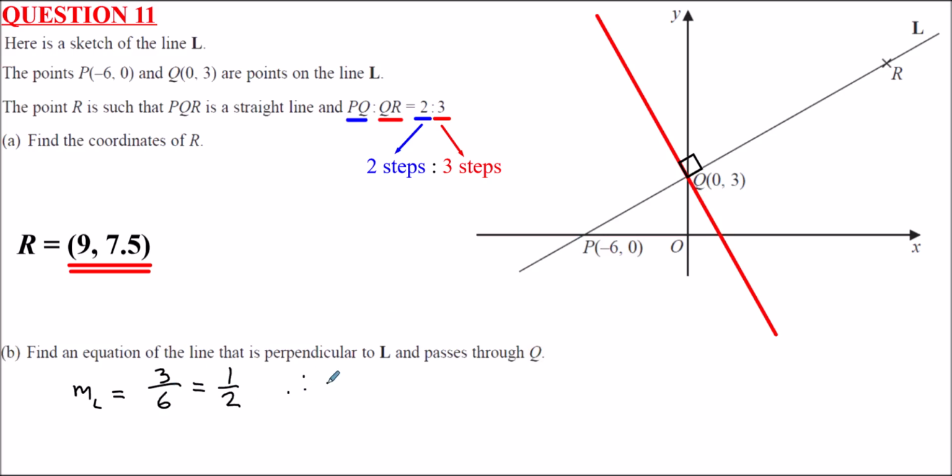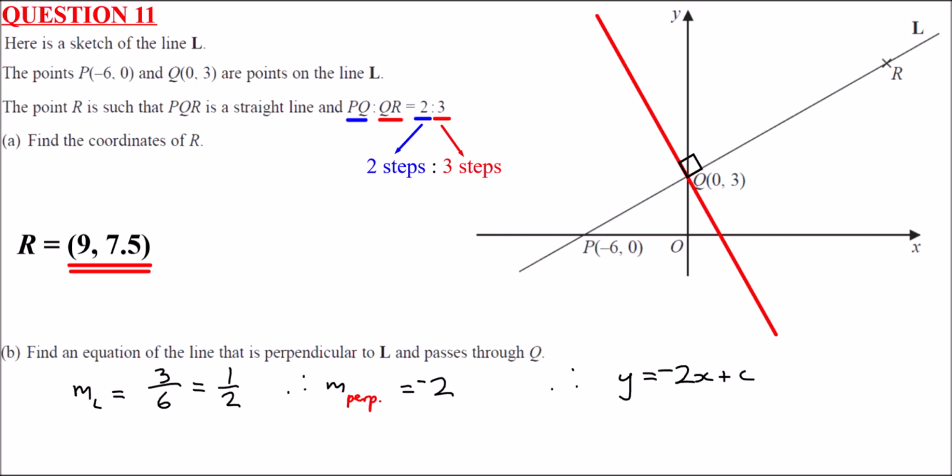So therefore, the gradient of a line perpendicular to that will be the negative reciprocal of the gradient of line L. So turn a half on its head, it becomes 2, make it minus, the gradient's therefore -2. So our line is of the form y equals minus 2x, because the gradient of it is -2, plus c, where c is the y-axis intercept.